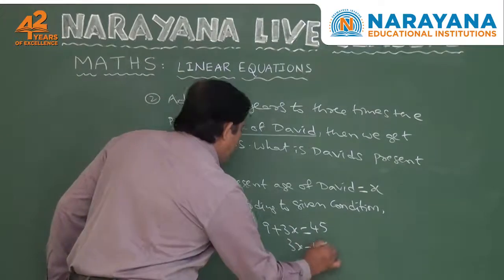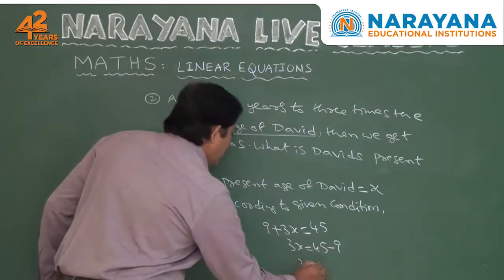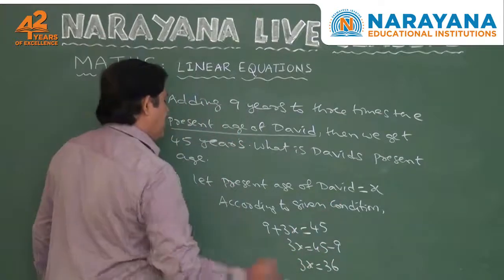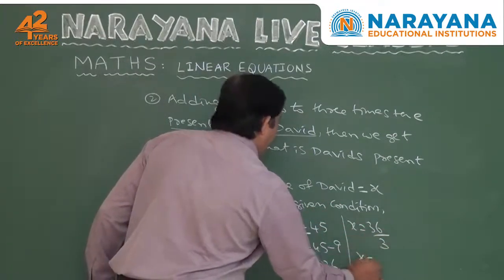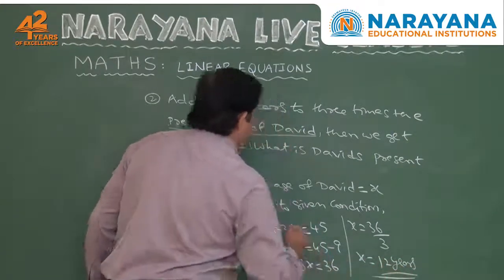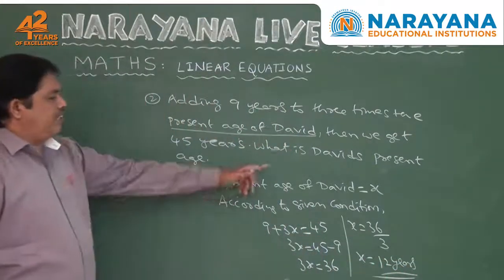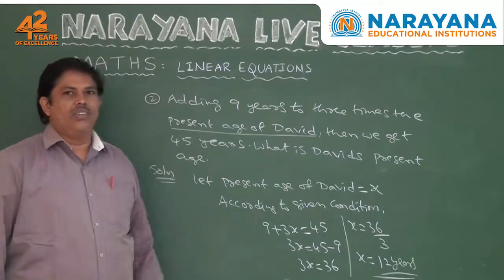3x equal to 45 minus 9, so that is 3x equal to 36. So x equal to 36 by 3. Finally we got x equal to 12 years. What is x here? x is the present age of David. So the present age of David equal to 12 years.